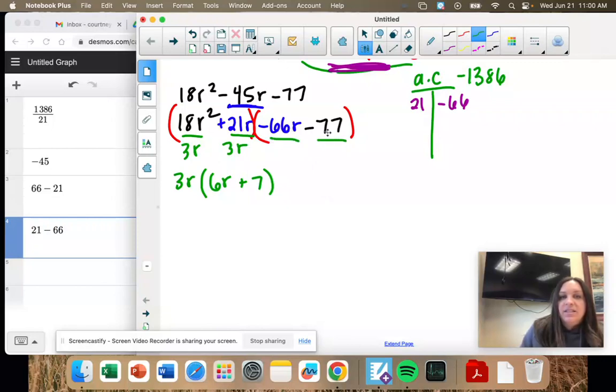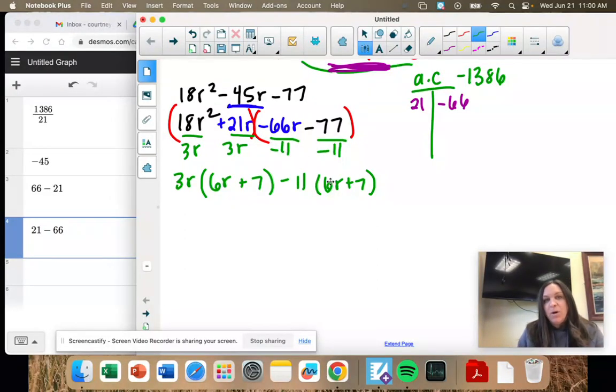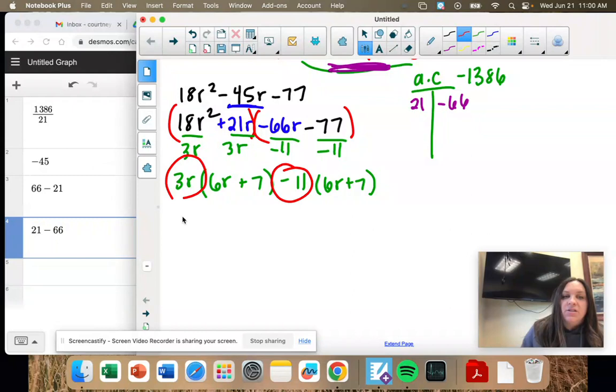Okay, 66 and 77, I'm going to take out the negative because we want that to be positive, and we want 6r plus 7 left over. So do you see it? They both divide by 11. So negative 66 divided by negative 11 is positive 6, and then same positive 7. Okay, so what we took out is our first factor. And then the one that we wrote twice is our second factor.